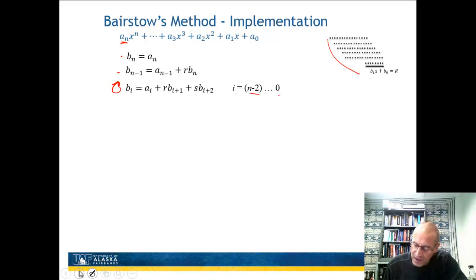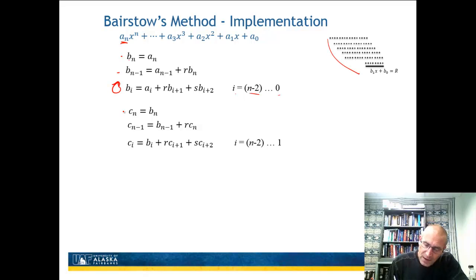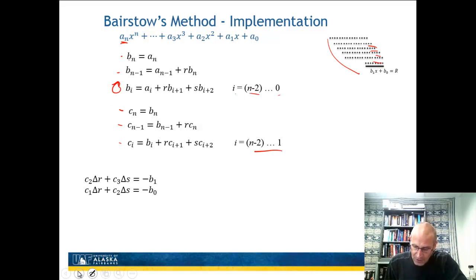I have a bunch of b values. There are some intermediate values involved with the long division. I'm going to do something similar. I need to find some new values using that, which the book calls c. So again, I find n and then n minus 1, and then I go all the way down. This only cycles down to 1. And effectively what you're doing is you're finding those remainder values at each one of those intermediate lines in the long division.